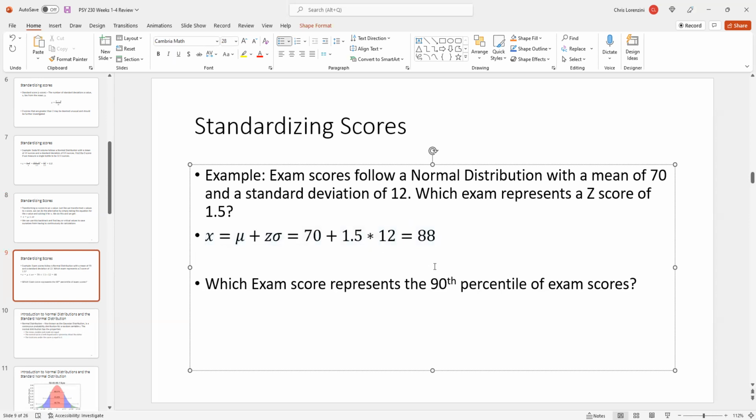So we end up with a score of 88 represents a z-score of 1.5. All right, questions on that? We will come back to this example again, and we'll answer this one right here. But we need to make sure we cover one little topic.